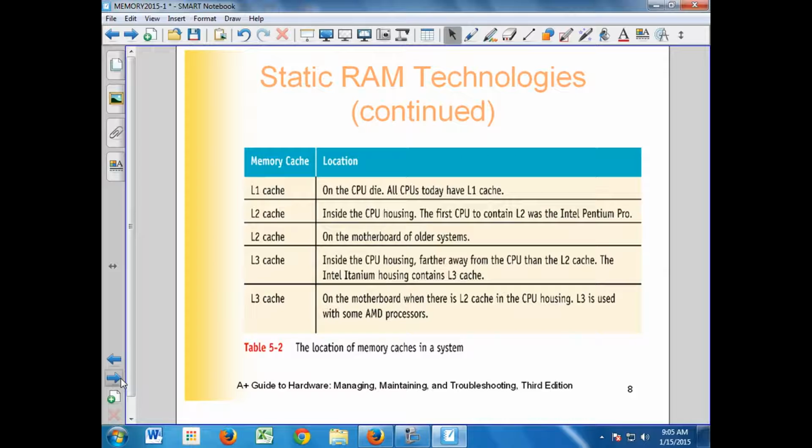So what about dynamic? Next slide. Everything else, just like the system RAM, is dynamic. I just looked it up. Our sticks of RAM are all dynamic. Okay, these are all dynamic. They're refreshed thousands of times a minute.